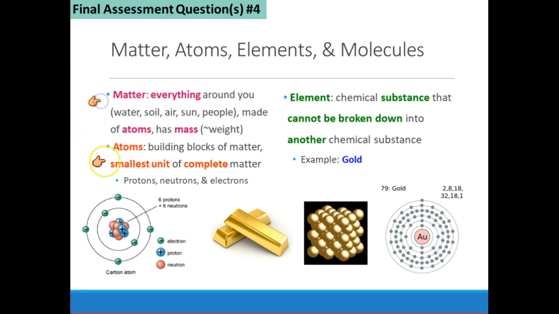Okay, so remember, matter, this is everything around you: water, soil, air, sun, people. It's made of atoms, and it has mass, which we can think of as weight. Now, if you break down matter to its smallest building block, that is what's called the atom. And an atom is made up of 3 parts, right? Those positive protons, neutral neutrons, and the electrons.